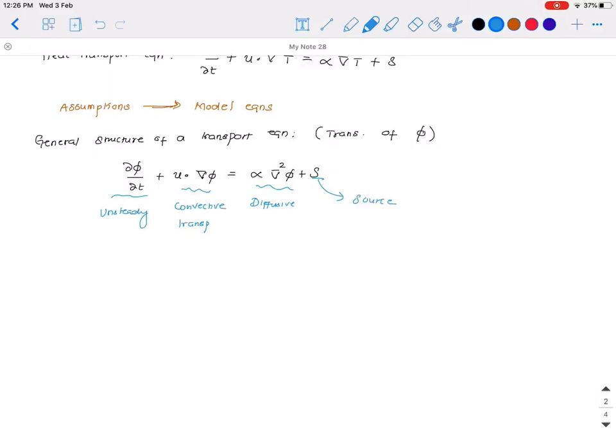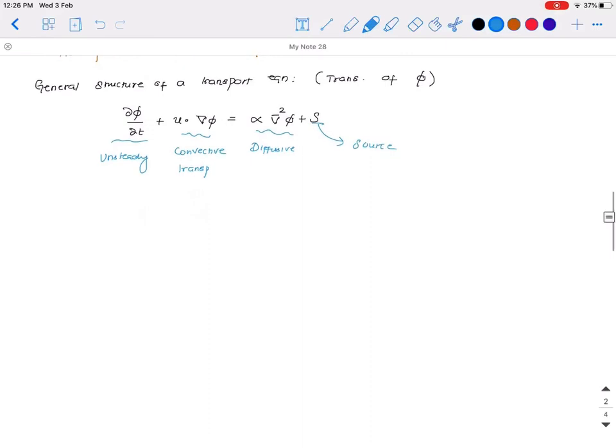Now we are going to make a lot of simplifying assumptions to get several model equations. The first one is the most simplified one. We assume steady flow, which means that the first term goes to 0, and we assume that there is no convection. The convective term goes away because there is no convection, and the unsteady term goes away. We will have this diffusive term plus the source term equal to 0.